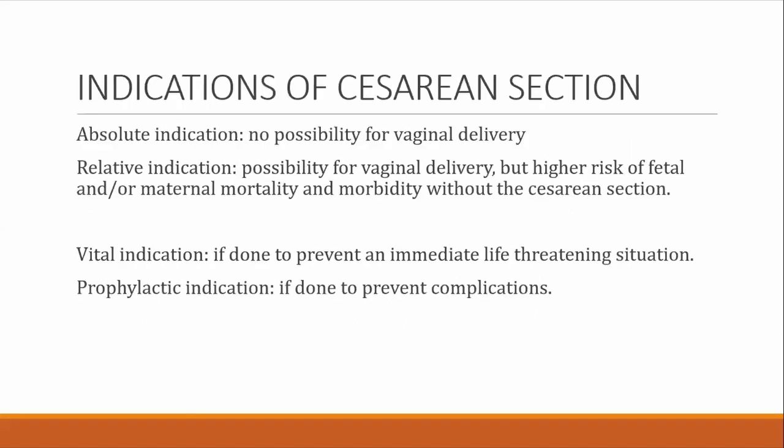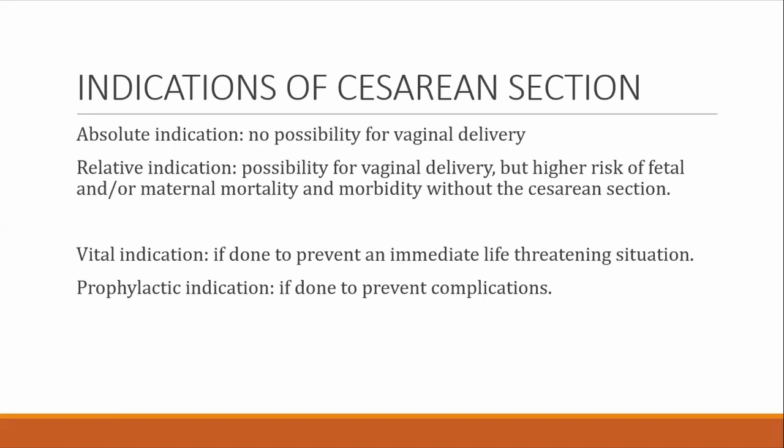So what are the indications of cesarean section? They can be divided into absolute indications, where there is no possibility of vaginal delivery, or relative indications, where the possibility of vaginal delivery is there but there is a higher risk of fetal or maternal morbidity with vaginal delivery, so it's preferred to deliver with cesarean section. Another classification is vital or prophylactic. When we say vital, it's done to prevent immediate life-threatening conditions. And if it is prophylactic, it's done to prevent future complications.